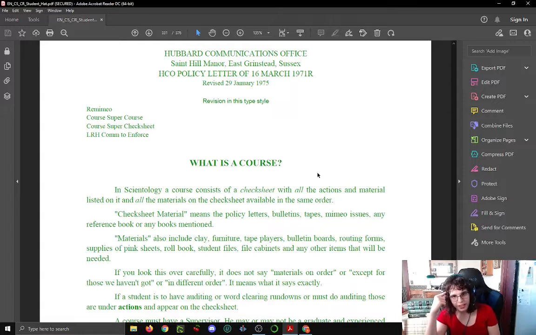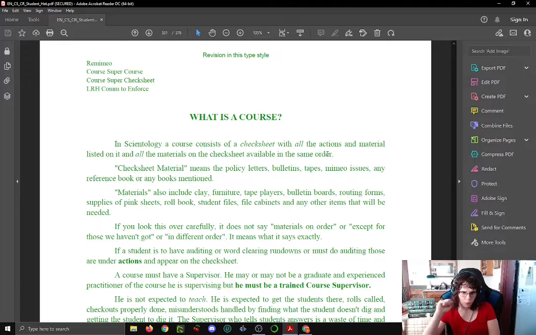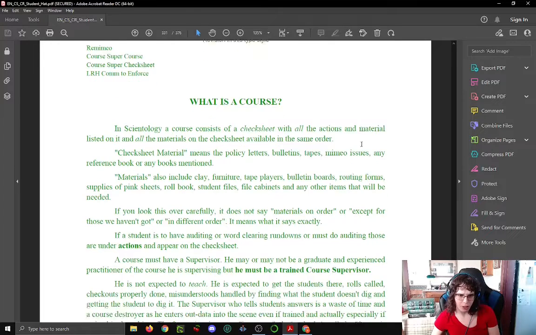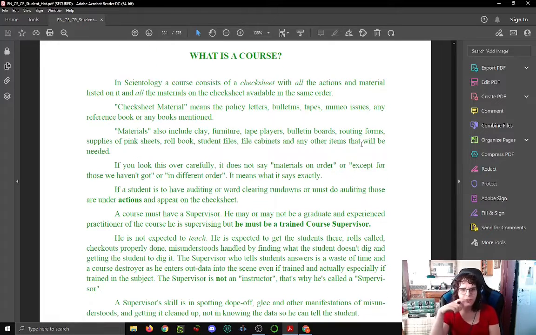HCO Policy Letter of the 16th of March 71, revised the 29th of January 75. In Scientology, a course consists of a check sheet with all the actions and material listed on it and all the materials on the check sheet available in the same order. Check sheet material means the policy letters, bulletins, tapes, Mimeo issues, any reference book, or any books mentioned. Materials also include clay, furniture, tape players, bulletin boards, routing forms, supplies of pink sheets, roll books, student files, file cabinets, and any other items that will be needed. If you look this over carefully, it does not say materials on order, or except for those we haven't got, or in different order. It means what it says exactly.